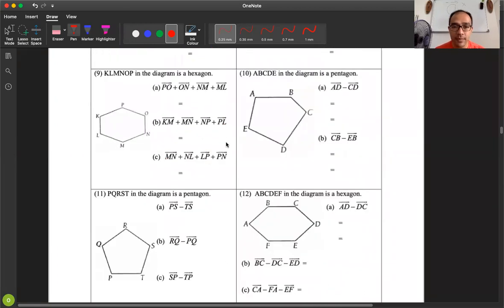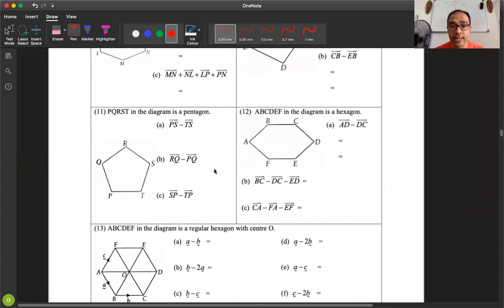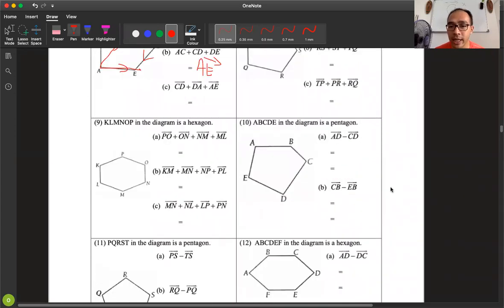Okay, so take a look at all the rest. But I'm just going to do a subtraction now, because I've always been talking about addition, but I haven't talked about subtraction. So let's take a look at this. We have AD, I'm going to look at question 10. A to D. So let me draw this one, A to D.